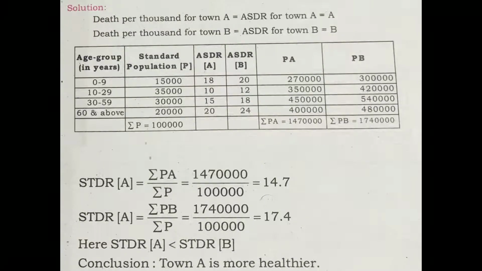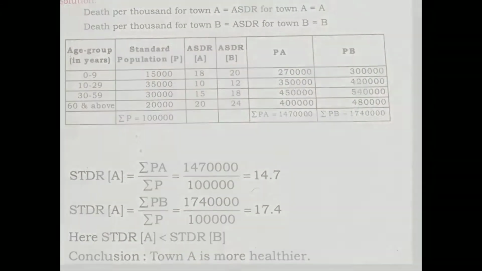14,70,000 divided by 1 lakh, which is equal to 14.7. Standard death rate of town B, kindly make the correction there. Standard death rate of town B is equal to summation P into B divided by summation P, which is equal to 17,40,000 divided by 1 lakh, which is equal to 17.4. So here the standard death rate of A is less than that of B. So the conclusion is that town A is healthier.